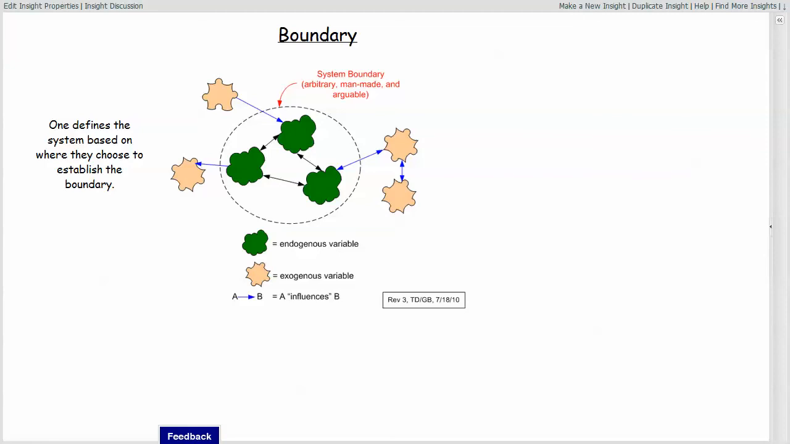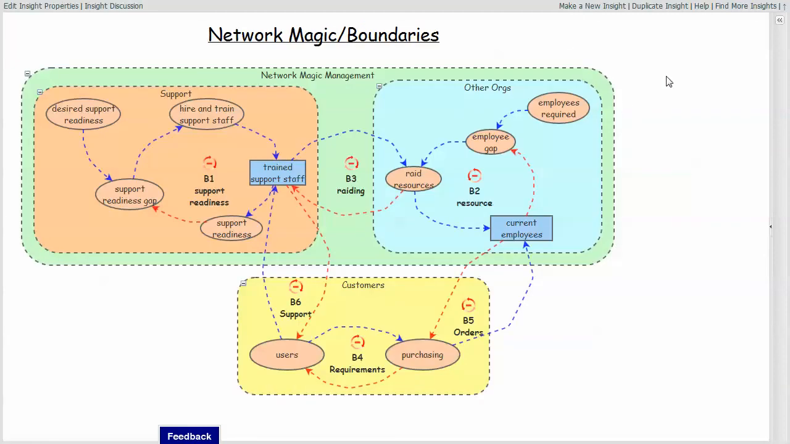In the case of network magic, the boundaries are rather straightforward. There is in fact network magic management, which is the entire company, as one boundary of responsibility. The support organization itself is a set of interactions that happen within that context. And from what we've investigated to this point, I still think that we can lump or aggregate together all of the other segments of the organization into a single group and just refer to them as other organizations.